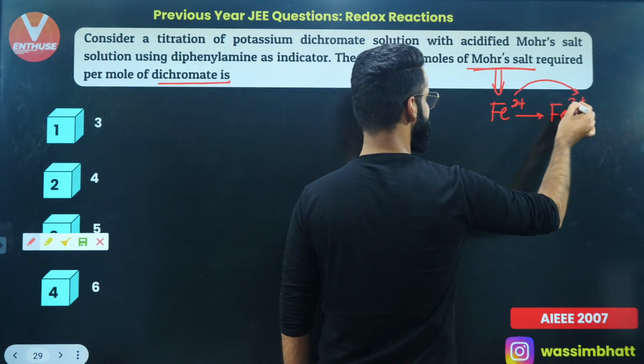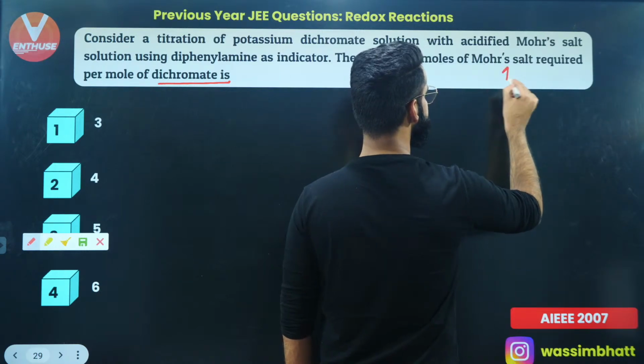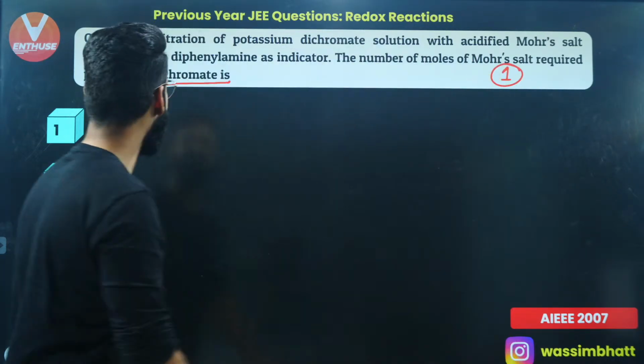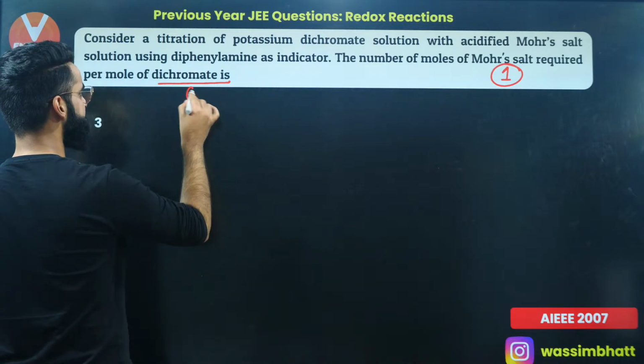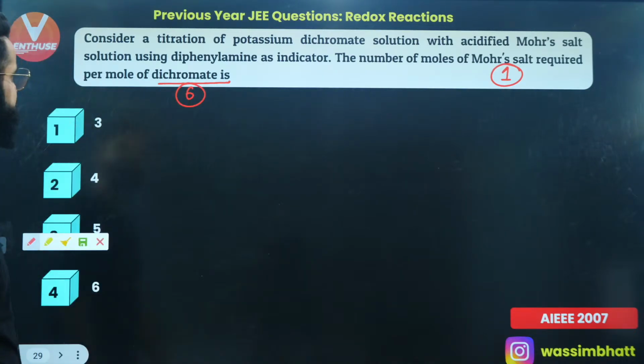Have a look: +2 to +3. The change is 1. So 1 is the n factor of Mohr salt. That's all. Remember, 1 is the n factor of Mohr salt. And for the dichromate ion, Cr2O7 2-, in acidic medium, its n factor is going to be 6.